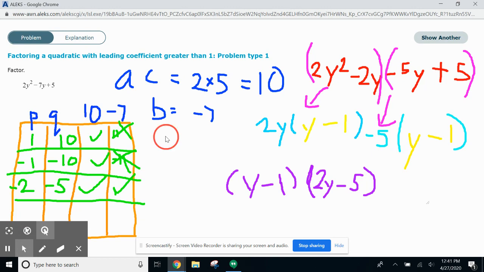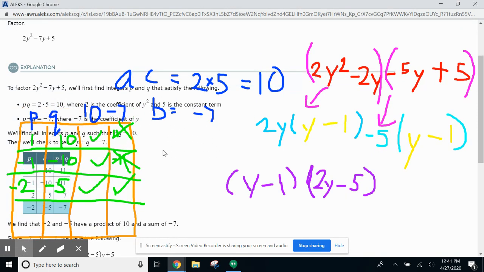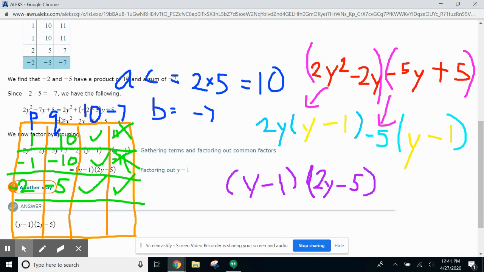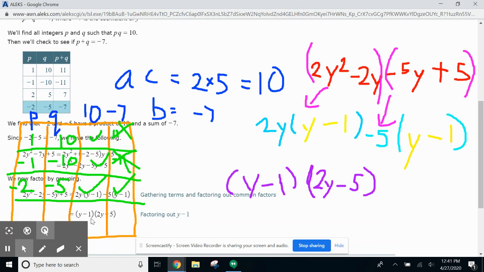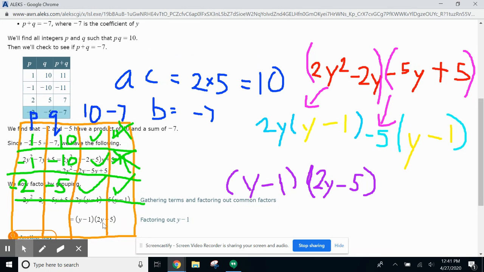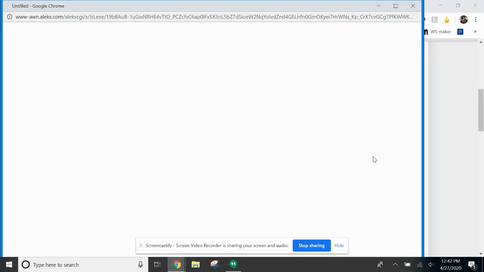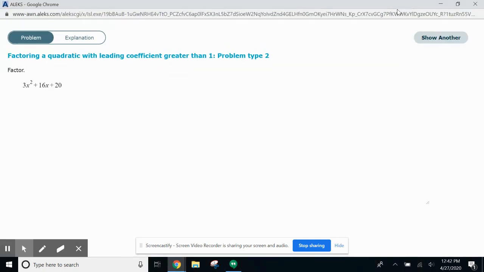And if I check our explanation, you can see they made a table as well, and they got, if I can show it, y minus 1, 2y minus 5. All right, same thing that we got here. So I'm going to do one more problem that's very similar to this one, but numbers in different places and negatives have switched around. So we have 3x squared plus 16x plus 20.